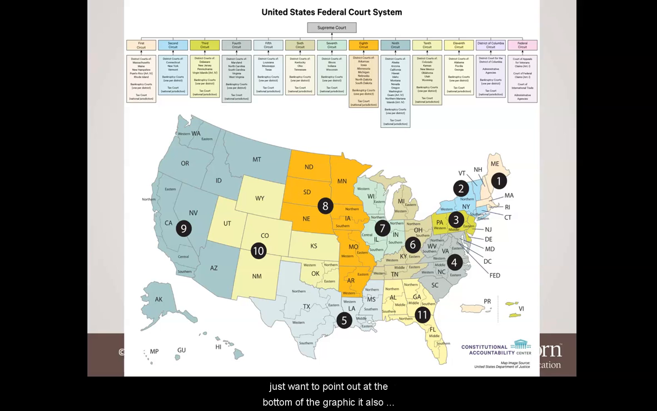And I just want to point out at the bottom of the graphic, it also includes Alaska, the Mariana Islands, Guam, and Hawaii. But you see to the east of the United States, those circuits are a lot smaller. Some are very small. They only have 3 states. Others get larger as we go west, and that is for historical reasons.